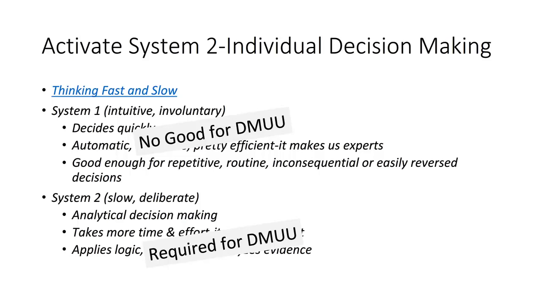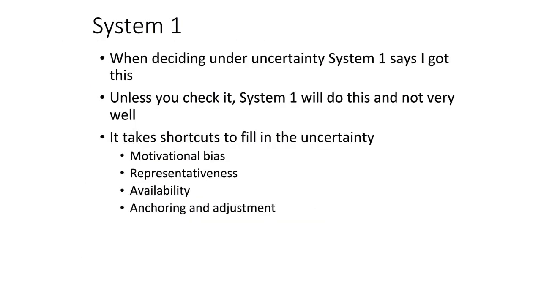And so here is a takeaway. System 1 is no good for decision making under uncertainty, and a lot of the decision making in risk science is decision making under uncertainty. System 2 is required for decision making under uncertainty. Remember our mask question? When we make decisions using System 1, it is very aggressive. It says, I got this. I can handle this decision. So unless you check it, System 1 is going to make decisions for you, and it's not always going to do it very well.